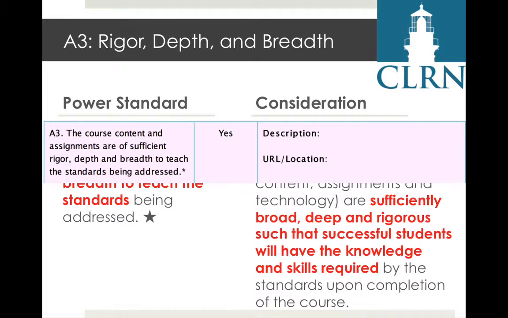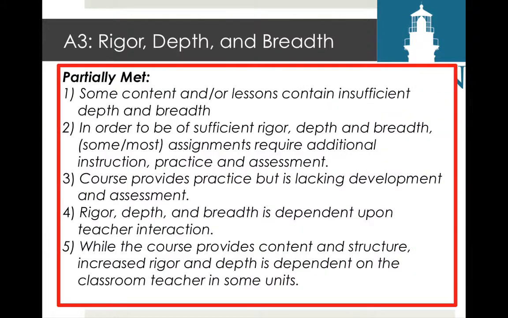Because this is also a holistic standard, you should be able to determine its status from your experiences reviewing the content standards. For that reason, we've not asked the publisher for a description or URL. While a few CLearn reviewed courses have failed the standard because they primarily consisted of reading content, the majority of courses will either meet or partially meet Standard A3. Possible partially met comments include, some content or lessons contain insufficient depth or breadth.